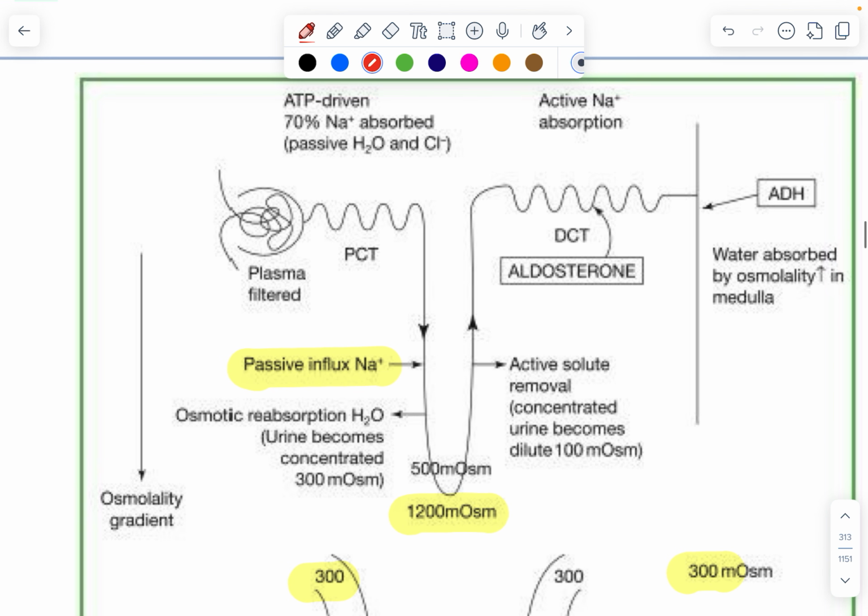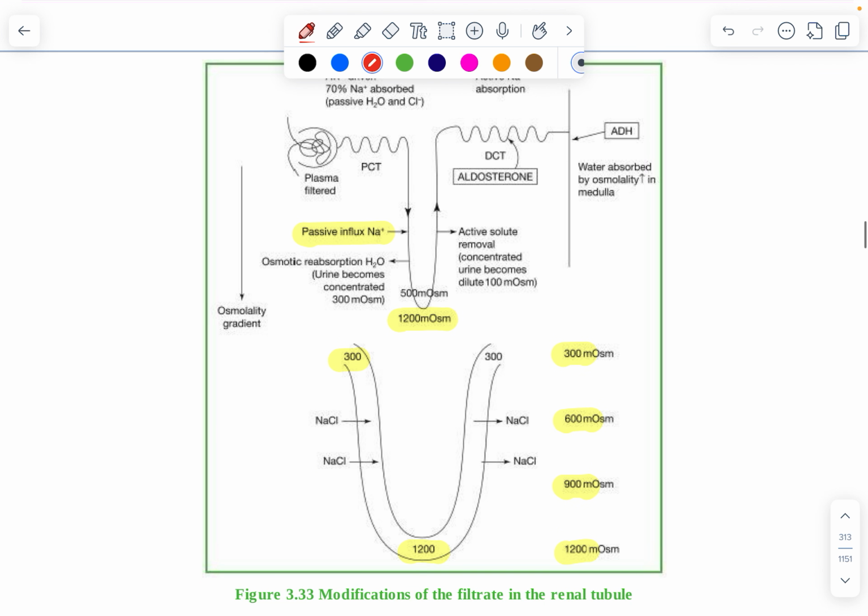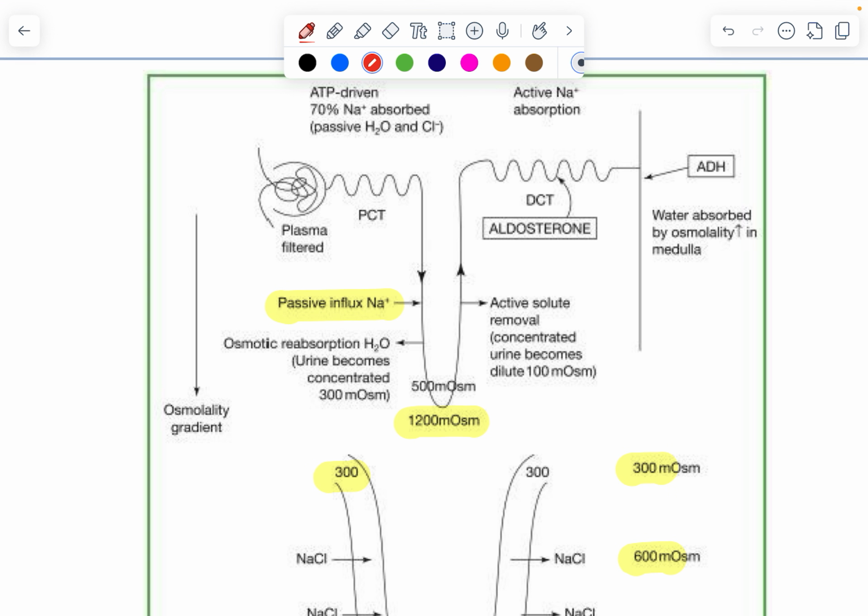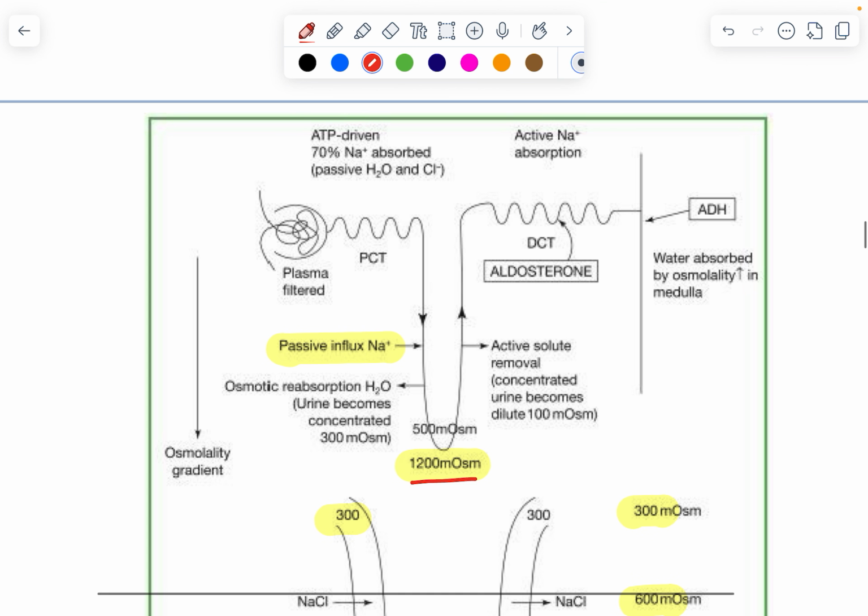This is an important figure. You can see the osmolality gradient. At the bottom it is 1200 milliosmoles. Initially, ATP-driven, 70% of sodium is absorbed, with passive chloride, in the proximal convoluted tubule. So sodium is absorbed by passive influx. Then in the descending limb, sodium goes down again. Osmolality increases to 1200 milliosmoles per liter at the bottom, and water is absorbed in the descending limb.